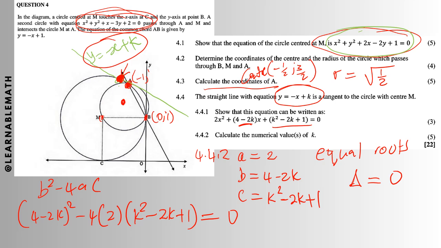I'm not going to expand and solve there. The key thing is for you to understand the concept. You can do that by yourself. At the end, you'll find that your values of k will be plus or minus root 2.